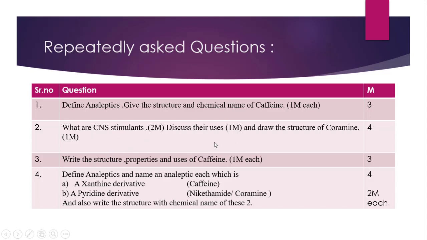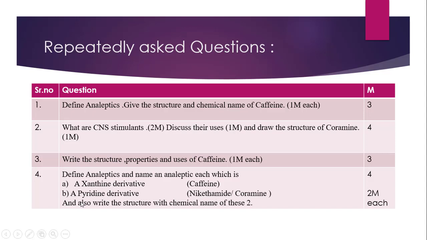Then discuss their uses is also asked for 2 marks. So the answer is one and the same. Discuss the uses means you are supposed to elaborate on the conditions in which the CNS stimulants work. And draw the structure of coramine, this carries 1 mark. Coramine is also known as nicotinamide, which is a synthetic derivative. So nicotinamide or coramine is one and the same. This total question carries 4 marks.